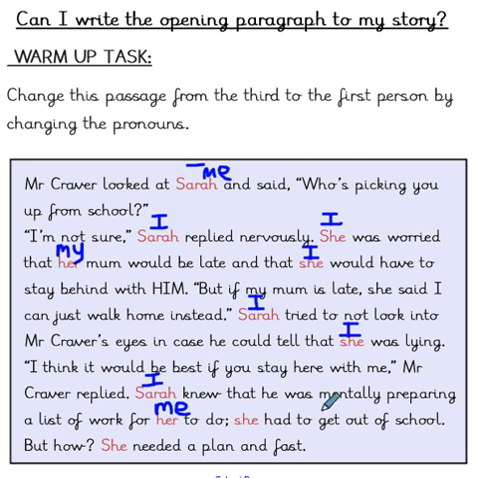She had to get out of school, but how? She needed a plan and fast. I had to get out of school. But how? I needed a plan, and fast. We have now changed the passage from the third to the first person. Great job if you got that correct.